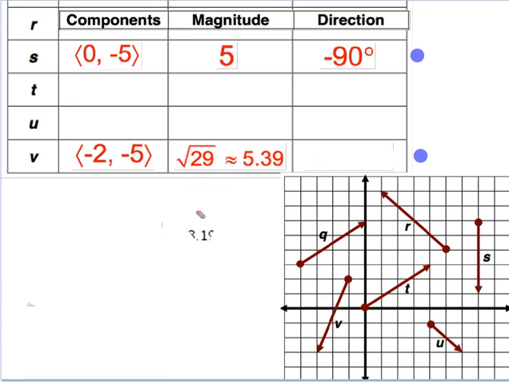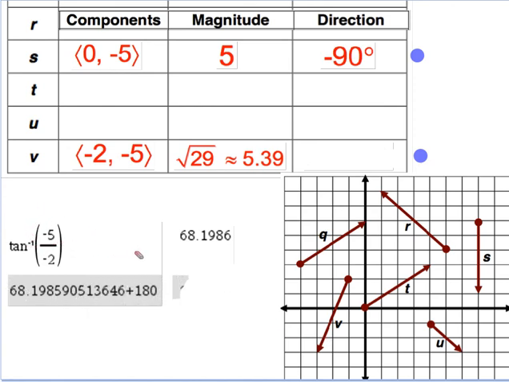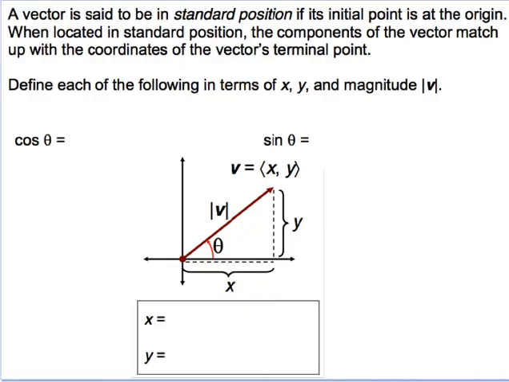Now the direction, when I put it in my calculator, I'm going to do inverse tangent of -5 over -2, and I'm going to get 68.1986 degrees. Now my calculator's in degree mode. Well, 68 is in the first quadrant, not the third quadrant. So I need to add 180 to that, and I get 248.19 degrees. So now I'm at 180 and then 248 degrees. All right, let's move on.